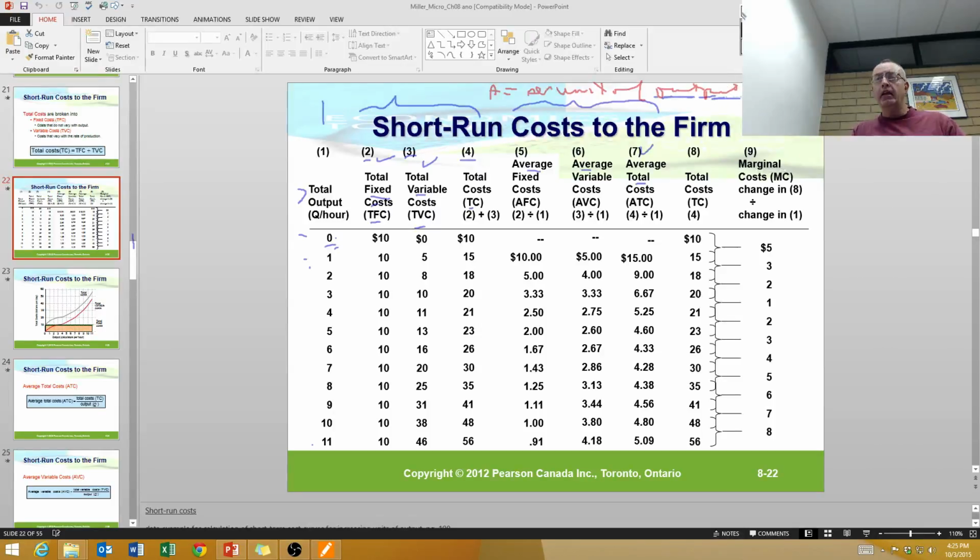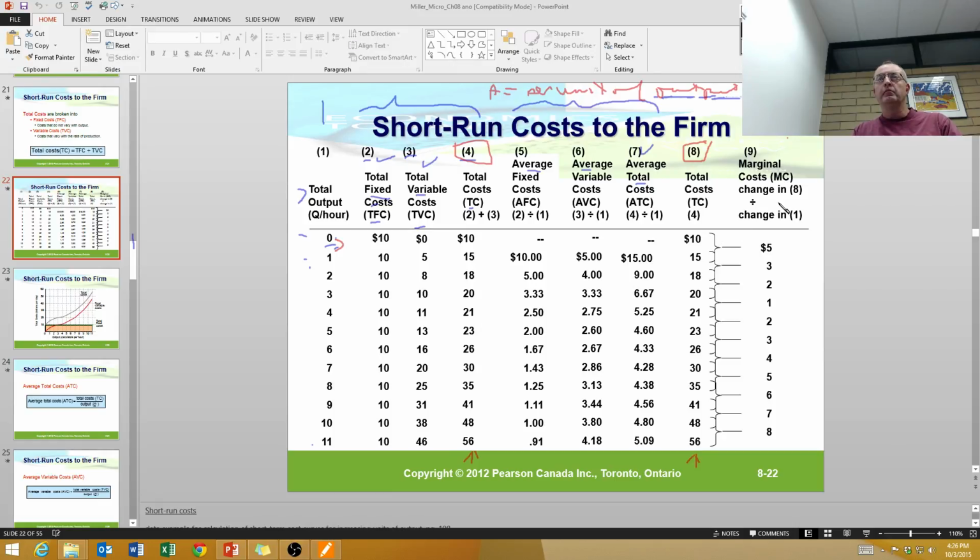Okay, and then finally we calculate our marginal costs. And you'll see in this table here, it's not terribly efficient because column 8 is absolutely identical to column 4. And the reason they added a second version of column 4 was so they didn't have lines drawn all over the slide. But marginal cost is the change in total cost divided by the change in units of output.